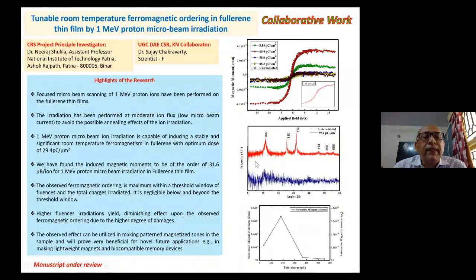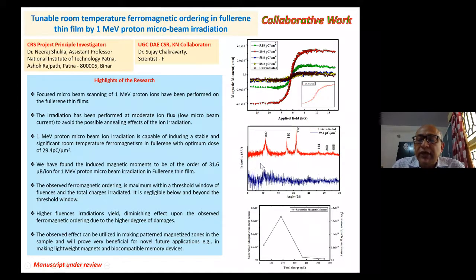And here we have this fullerene thin film, which these authors, Dr. Neeraj Shukla from NIT Patna, they have irradiated it. And we have done the MR measurement on these systems. So here, you see that they have found induced magnetic moments to be of the order of 31.6 microbohrs per ion for 1 MeV proton microbeam irradiation. And these are the kind of results they have obtained. Again, this particular manuscript is under review.